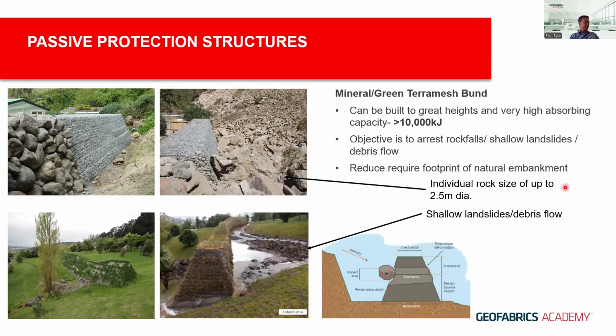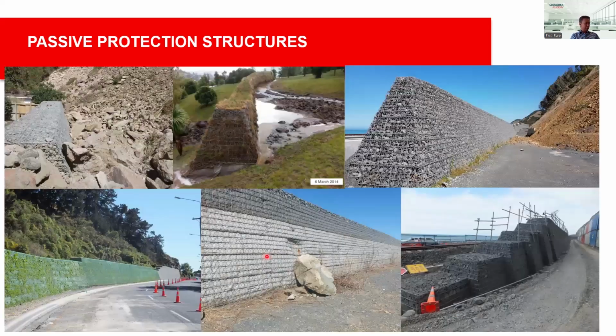And you can see from here the performance of multiple rockfalls behind this 3-meter high bund, and also a shallow landslide or debris flow arrested behind the bund. So again, these are some of the photographs of cases that have been installed successfully and proven for this 1.2 meter diameter rock in Kaikoura in New Zealand.